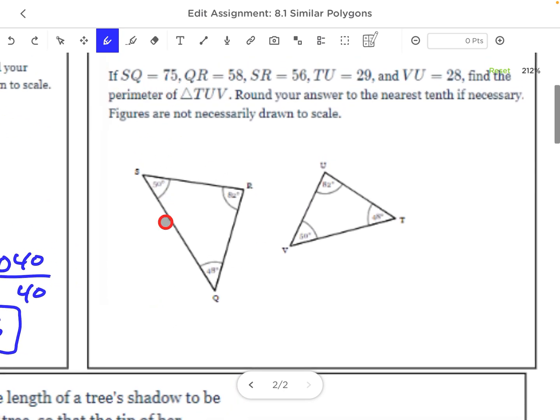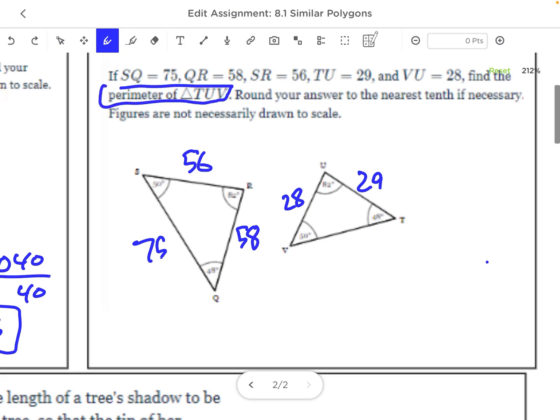All right, SQ is 75. QR is 58. SR is 56. TU is 29. VU is 28. All right, so this one's stepping it up a little bit. It says find the perimeter of TUV.